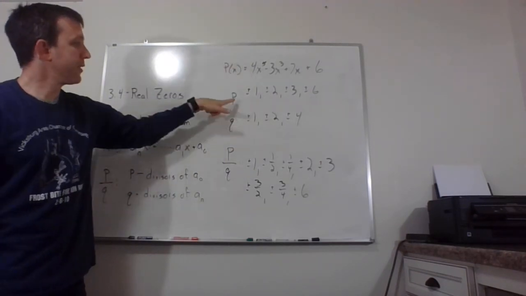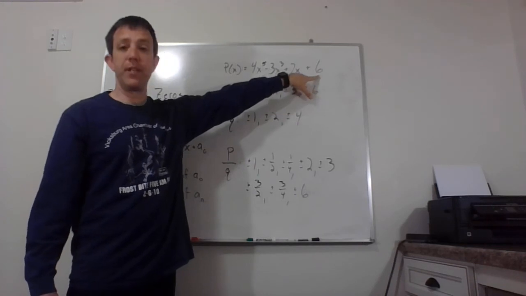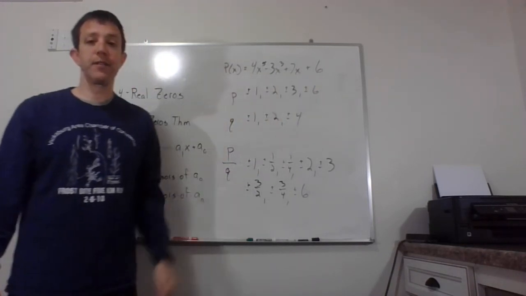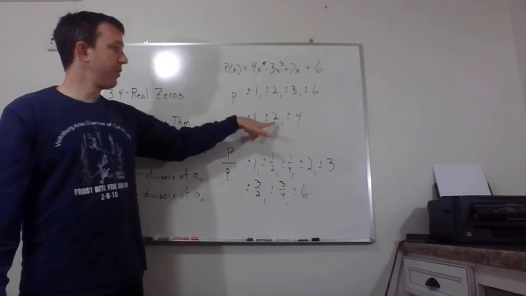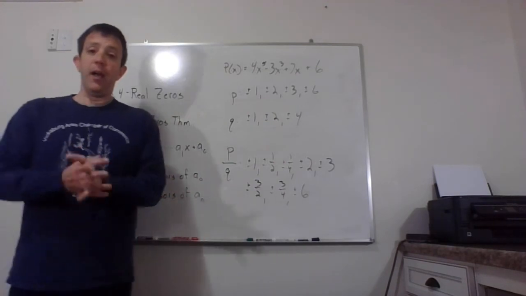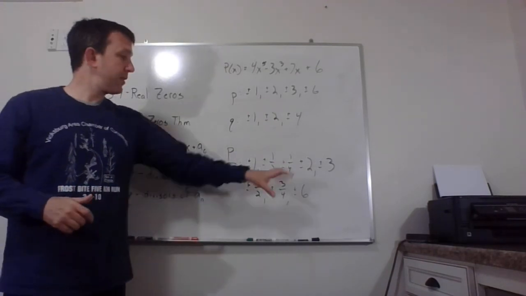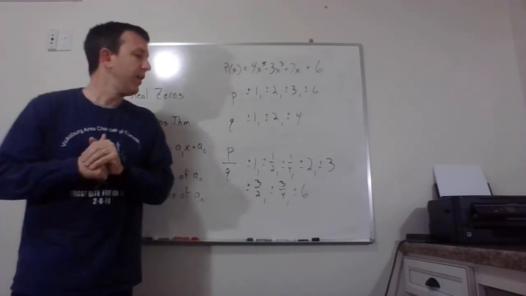All I do for this is list the divisors for p, the number at the end, the 6, and for that I have plus or minus 1, 2, 3, and 6. And I'm going to list the divisors for q, the 4 at the beginning, plus or minus 1, 2, and 4. And then all I have to do is put them all together to make fractions. Now my list might look a little bit empty, like there maybe should be a few other things, but I promise they're all there. So let's take a look.